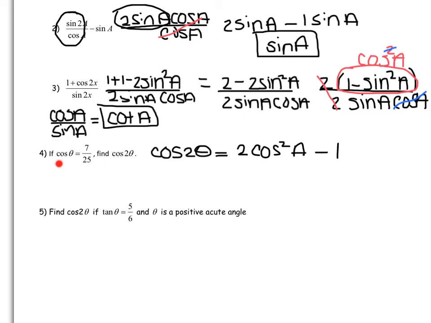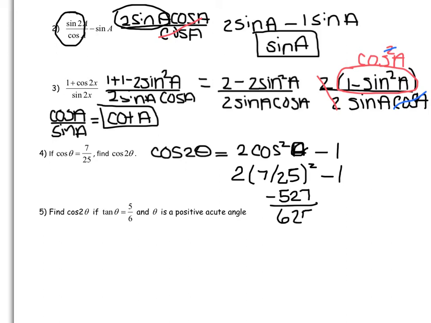And look, they give you cosine a, or theta for this case. So let's change this to a theta to make our life easier. So it's going to be 2 cosine squared theta minus 1. Well, I have cosine, which is 7 over 25. So all I have to do is square that and subtract 1. If you put this into the calculator, you'll get a large decimal. But what we want to do is make it a reduced fraction. So negative 527 over 625. So see if you get that.